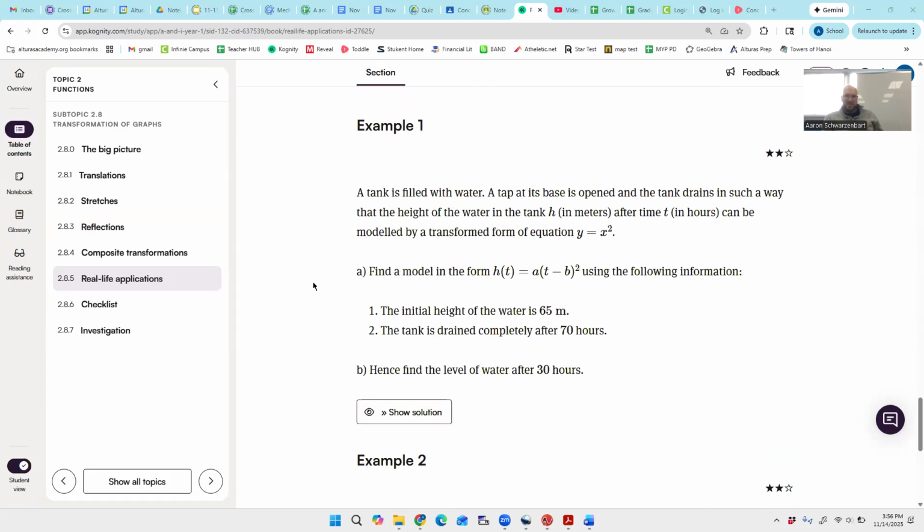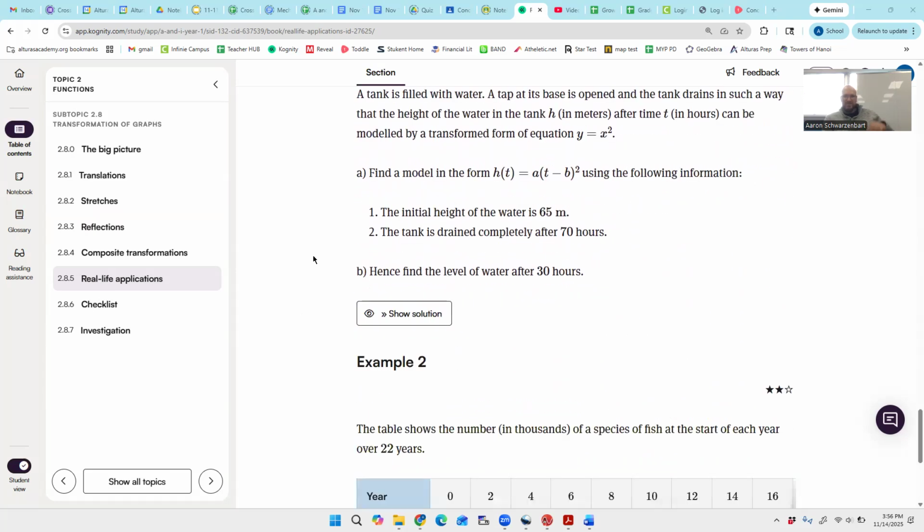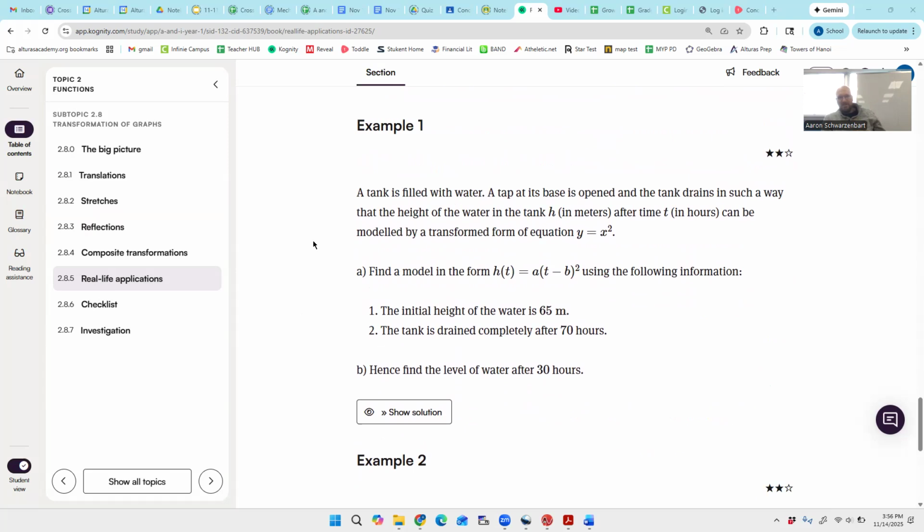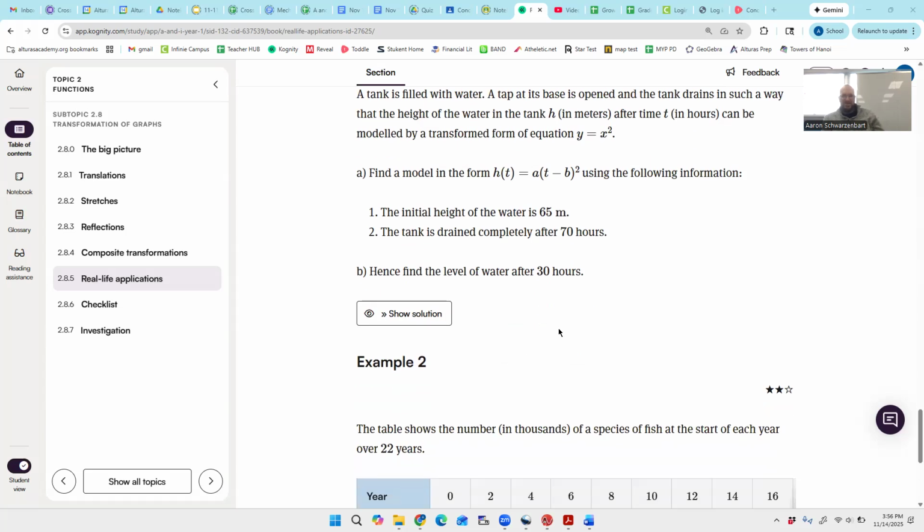So, let's look at a few realistic problems. A tank is filled with tap water. A tap at the base is opened and the tank drains in such a way that the height of the water in the tank h in meters after time t can be modeled and transformed by the equation y equals x squared. Find a model in the form h of t equals a (t minus b) squared using the following information. The initial height of the water is 65 meters. The tank is drained completely after 70 hours. Okay.